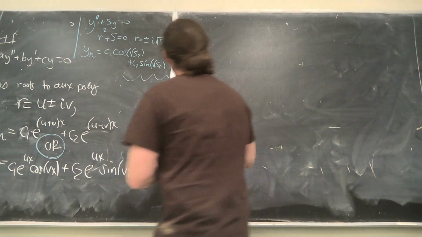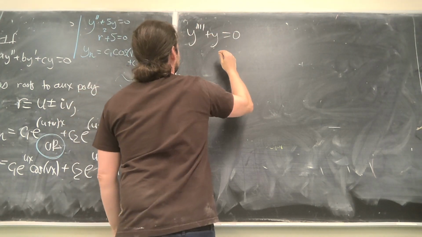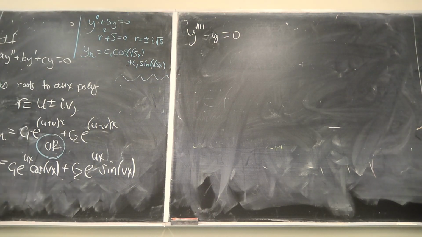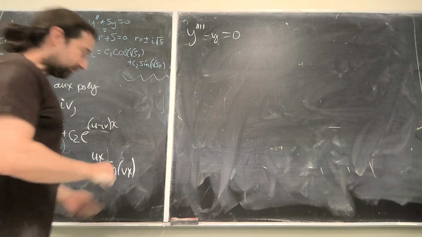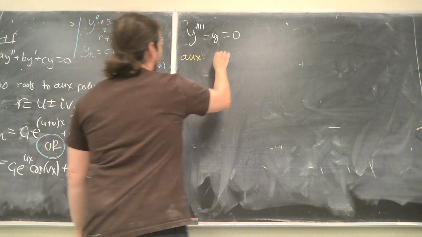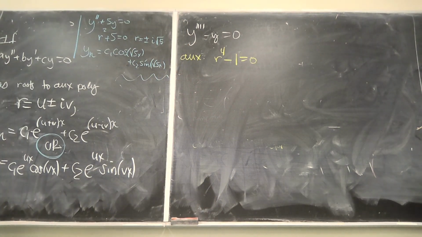Okay, so y prime prime prime prime minus y is equal to 0. Somebody comes along and gives you that, and you auxiliarize it first. r to the 4th minus 1 is equal to 0. How many solutions should be part of the solution set to this thing? 4. 4th degree, 4 solutions.